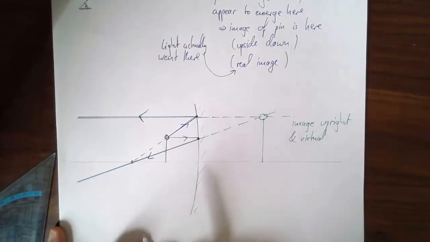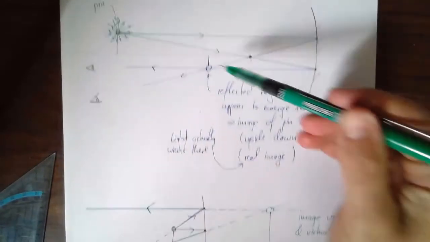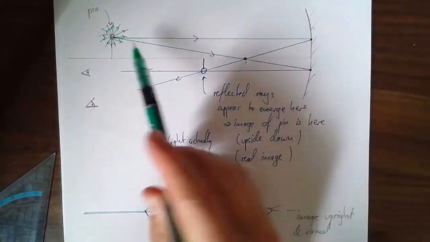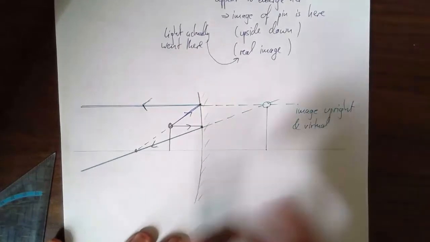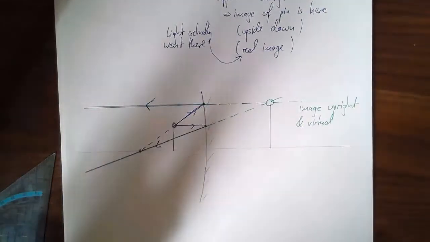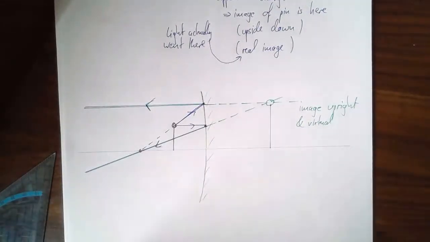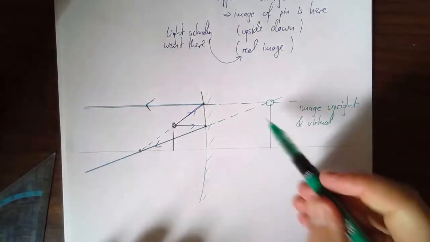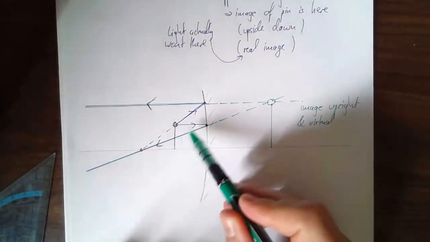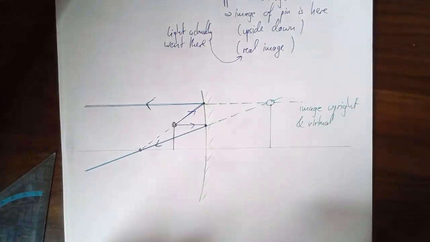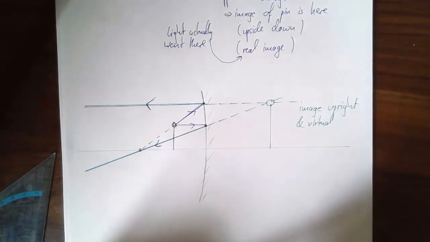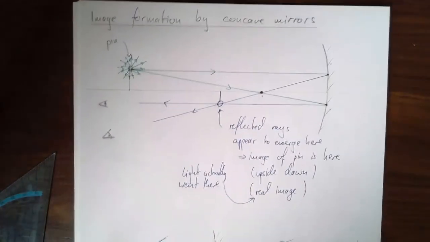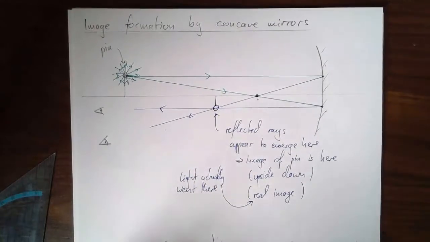Let's also try this. So I hit it right here. The image here is smaller than this one, but it actually depends a little bit on how far back the pin is. You could do some geometry with the triangles here to figure out sizes. You can look it up in a textbook or figure it out yourself. Right? How much bigger is this one than this one? Just work with the triangles and the angle. I think you can figure it out, based on the focal length and the distance of the pin from the mirror, for example. Alright, so this was concave mirrors.